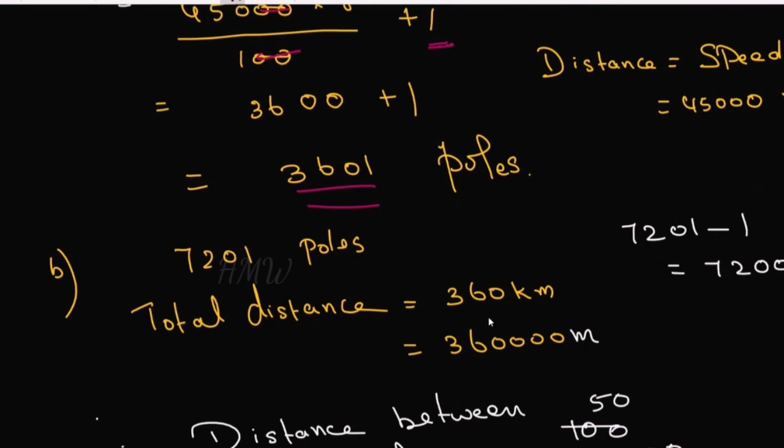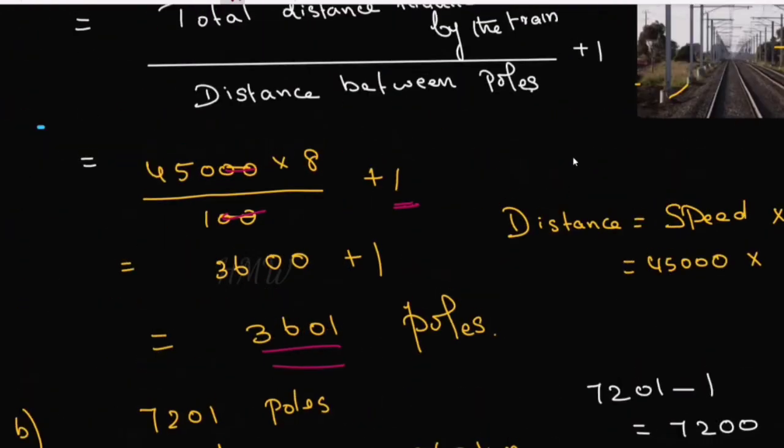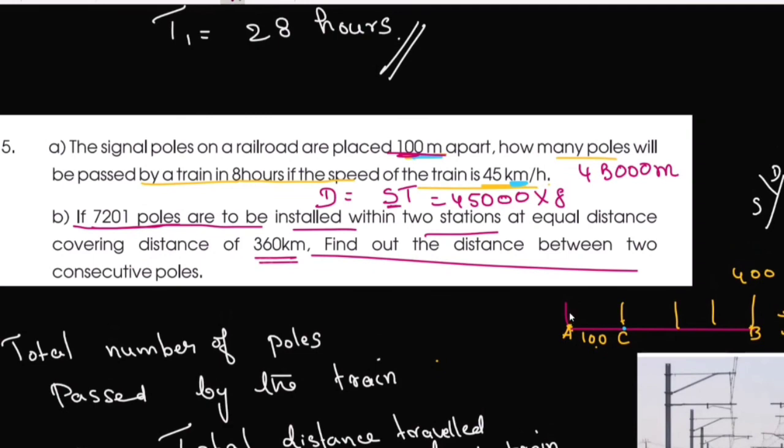The total distance is 360 kilometers. So multiply by 1000. It will become 3,60,000. 360 into 1000, converted into meters. So it will become 3,60,000 meters. That is the total distance. If you want to find the distance between the poles, this plus 1 is not necessary now.